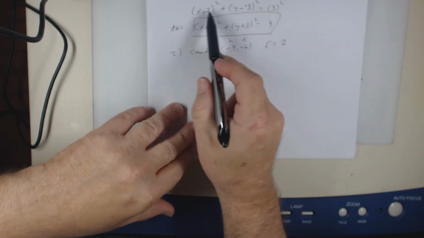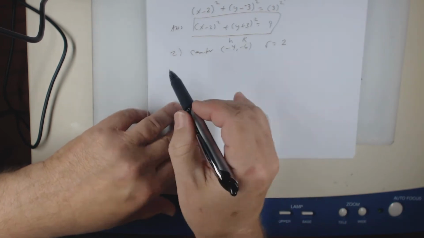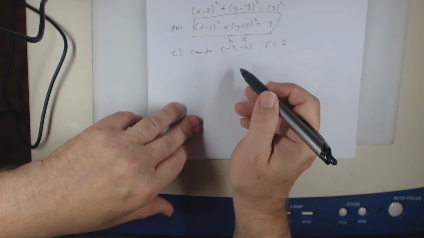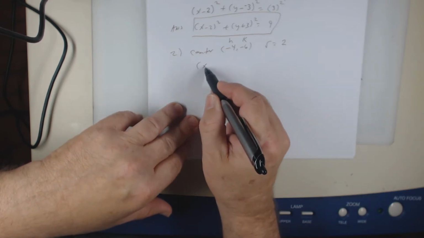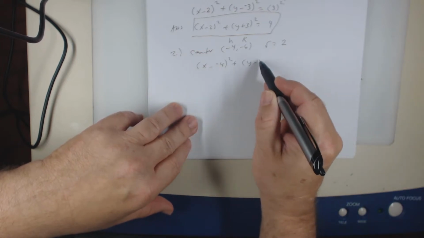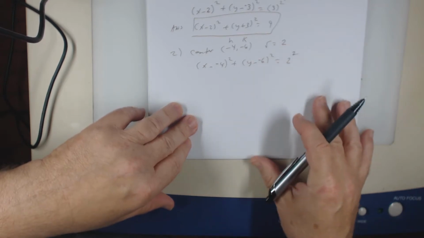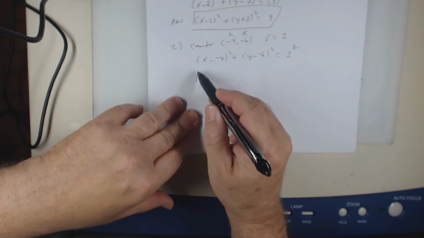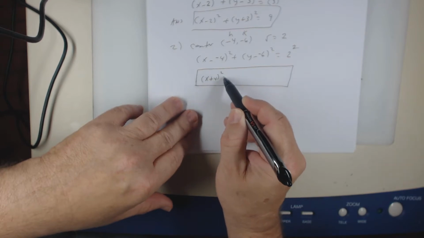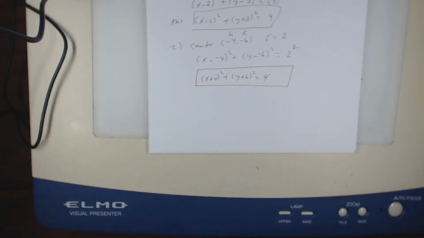Now you can skip this step right here. A lot of students do. They go from here to the answer. That's fine. For some of you, you may need to write in that step. So if you write in this step, you would say x minus what, squared, plus y minus what, squared, equals 2 what? Squared. And now you tell me the answer. What's the answer? X plus 4 squared plus y plus 6 squared equals 4. Very good.